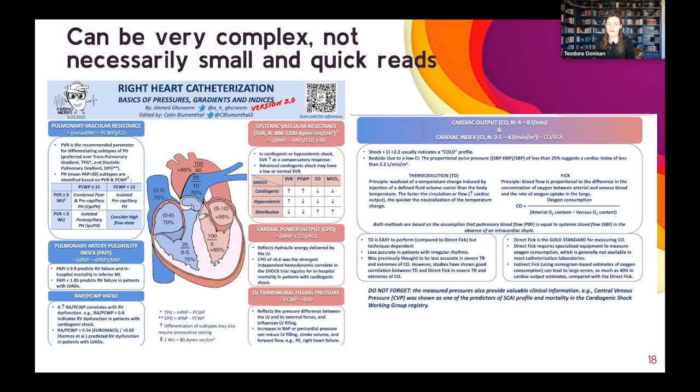Ahmed's notorious right heart cath infographic is an excellent example for how infographics can be very complex, not just necessarily small and quick reads. It's actually a vertical infograph that I broke into two. You can find the full version on the CardioNerds website or likely even in your CCUs.